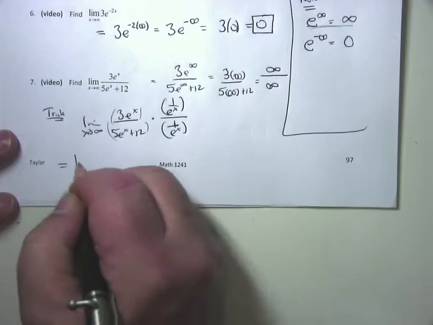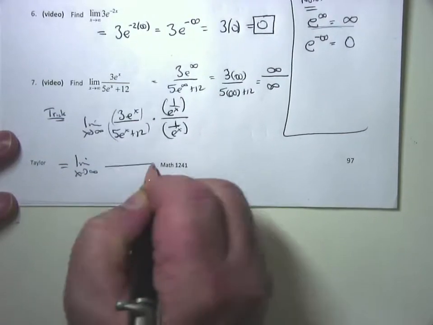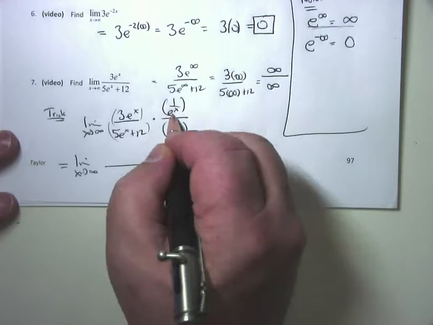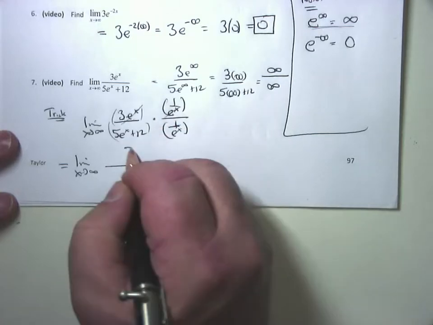So this is equal to the limit as x approaches infinity of 3 times e to the x times 1 over e to the x. e to the x cancels. You're left with 3.